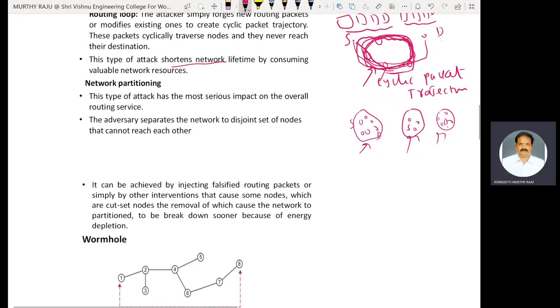It can be achieved by injecting falsified routing packets or simply by other interventions that cause some nodes, which are cut set nodes, the removal of which causes the network to partition. The original network is divided into two partition networks. Some nodes are involved in one network, some nodes are involved in another network. There is no route to the destination node from the source node due to network partitioning.